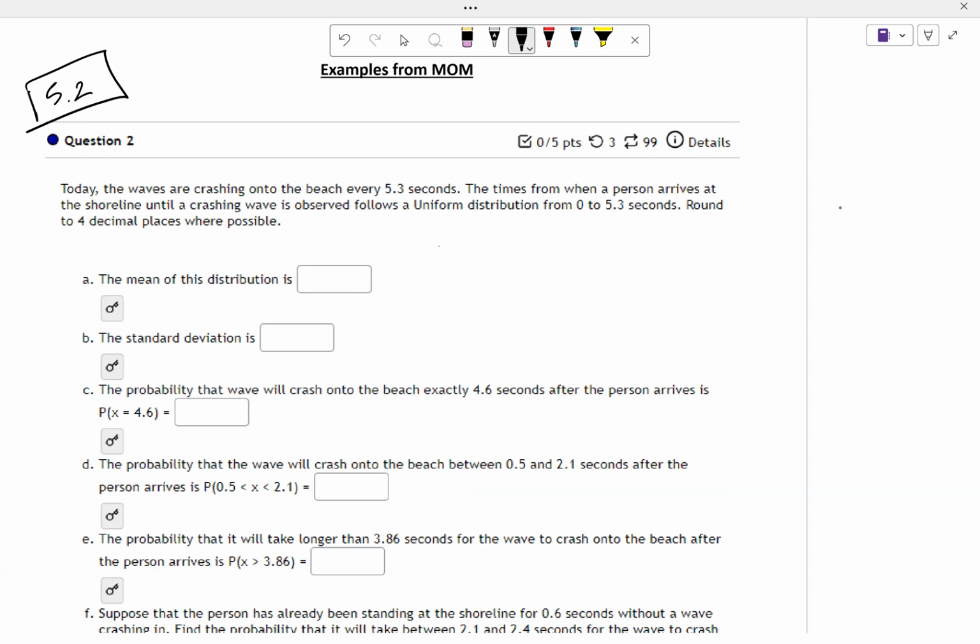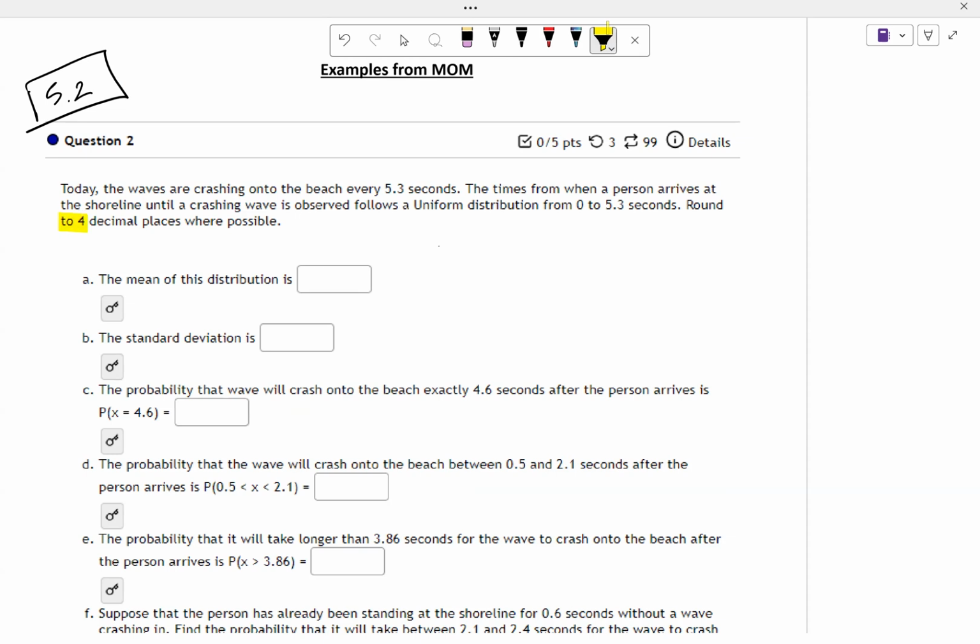It says, today the waves are crashing onto the beach every 5.3 seconds. The time from when a person arrives at the shoreline until a crashing wave is observed follows a uniform distribution from 0 to 5.3 seconds. Round to 4 decimal places where possible.